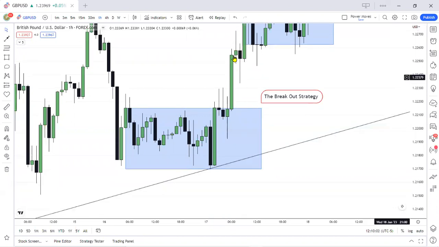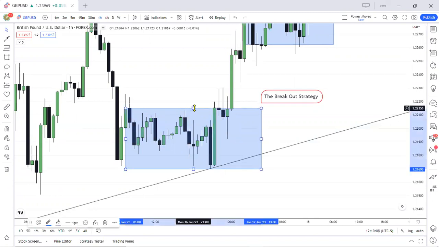So what happens is, this candle right here decided to retest the top of this box. And then once it came down and retested that top of the box, it decided within that hour, this is a 1 hour chart, by the way, within that hour, it decided to climb upward.